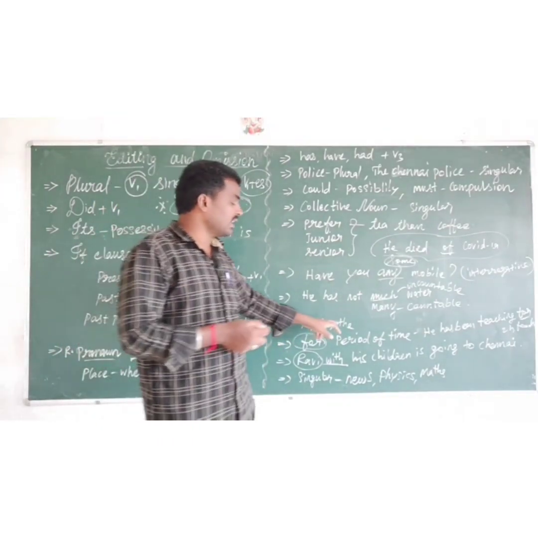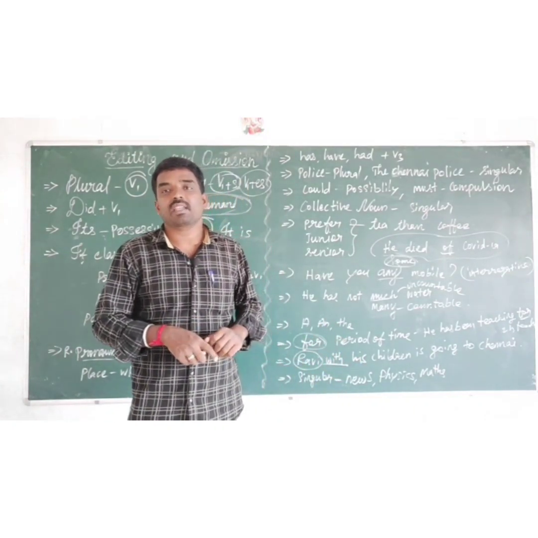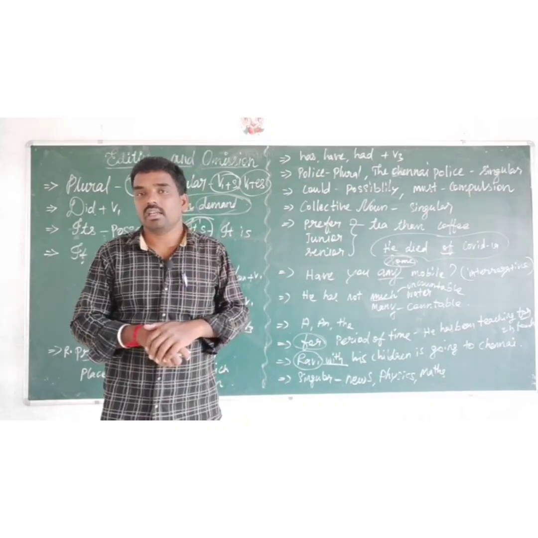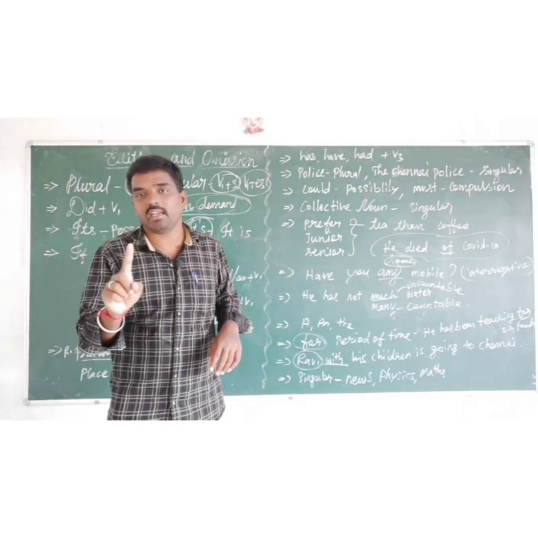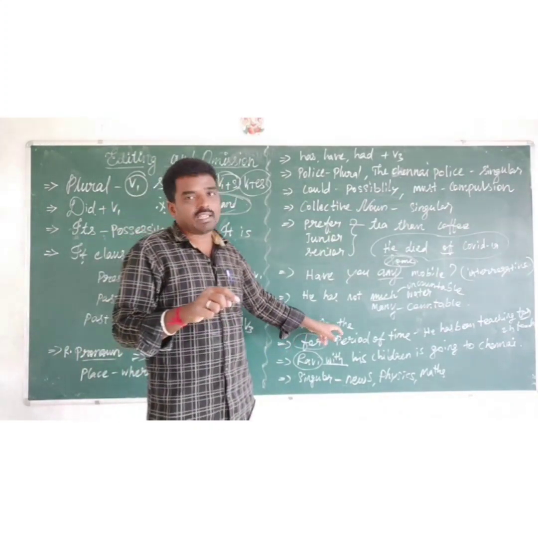Okay, a and the. The is the definite article. A and an are indefinite articles. A and an mean one. So, the is the definite article.